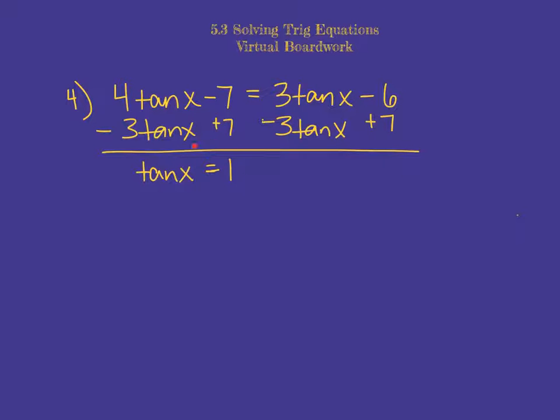But it is tangent. So let's take a look at where the tangent is 1. Remember, tan is sine over cosine, or y over x. So for tangent to equal 1, sine and cosine have to be the same. That happens at pi over 4 and at 5 pi over 4.